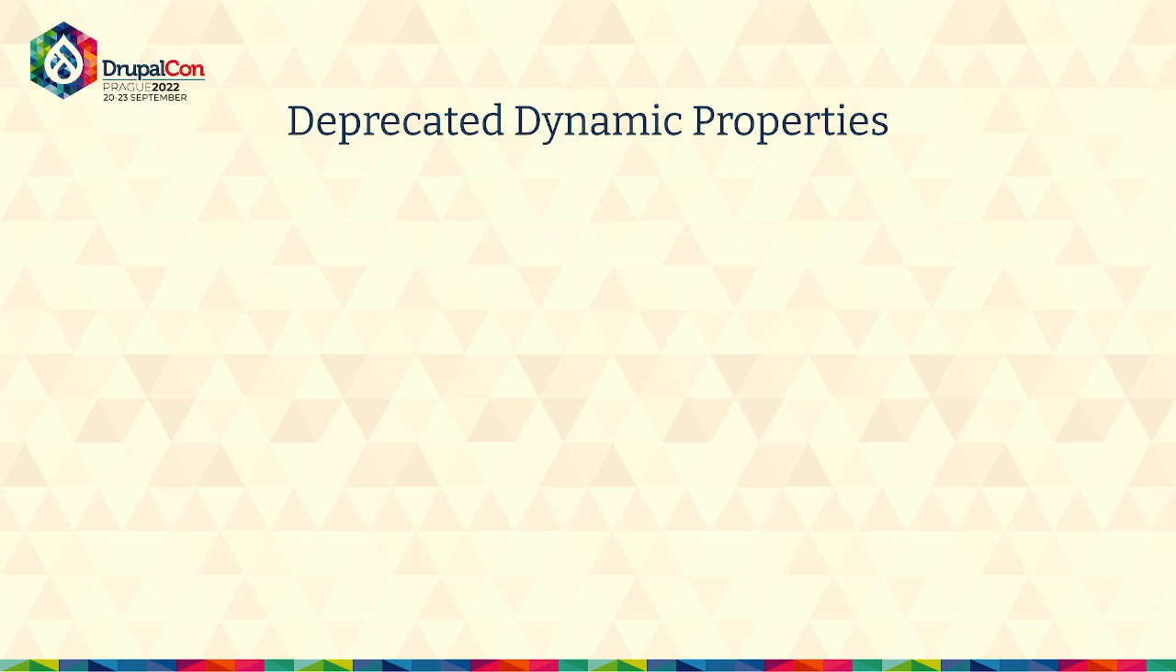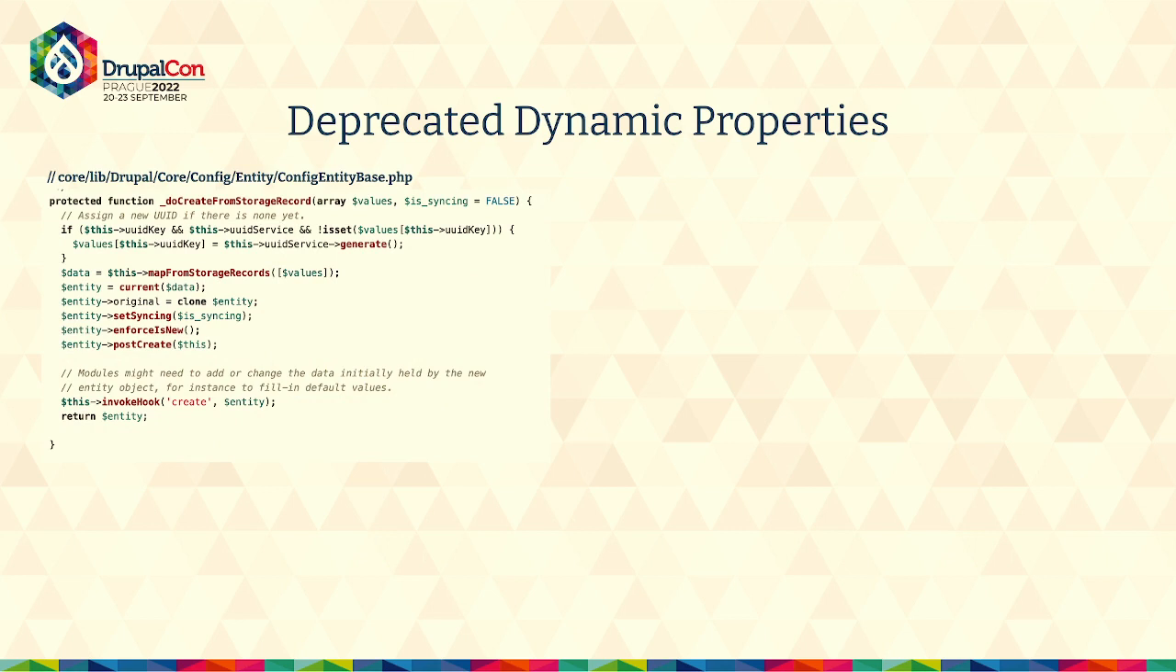There are examples of this in Drupal Core as well, but with PHP 8, there's a deprecation warning that you will start running into, which would say that you're not allowed to define a dynamic property on an object anymore, right? Let's take a look at an example from Drupal Core.